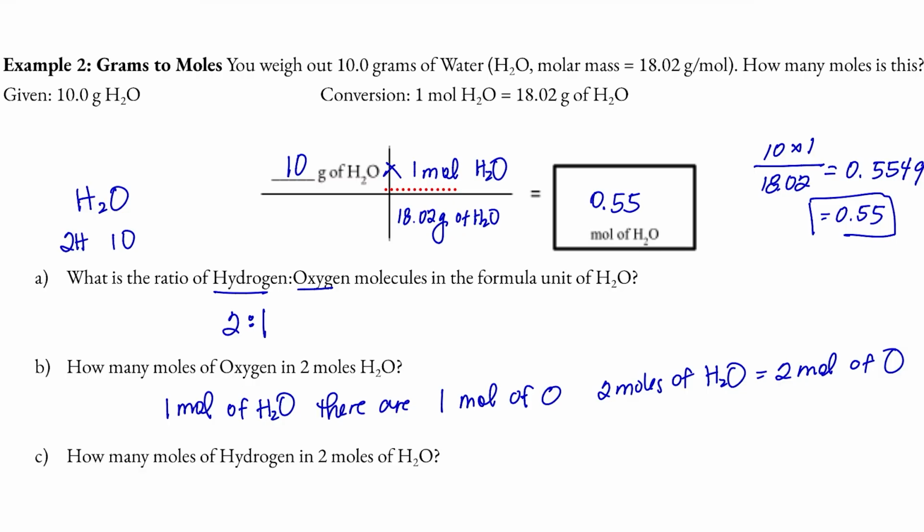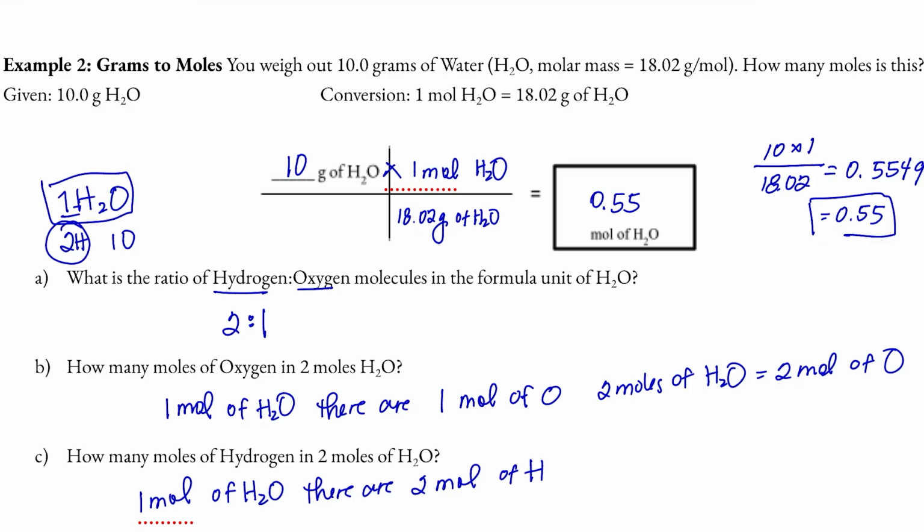Now, in 1 mole of H2O, there are 2 moles of hydrogen. And that's because for every one of H2O, there are 2 hydrogens. So that means in 2 moles of H2O, there will be 4 moles of hydrogen.